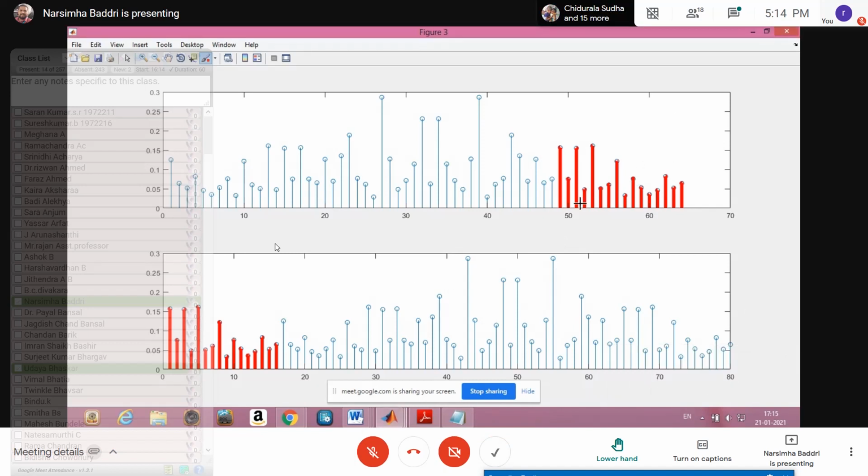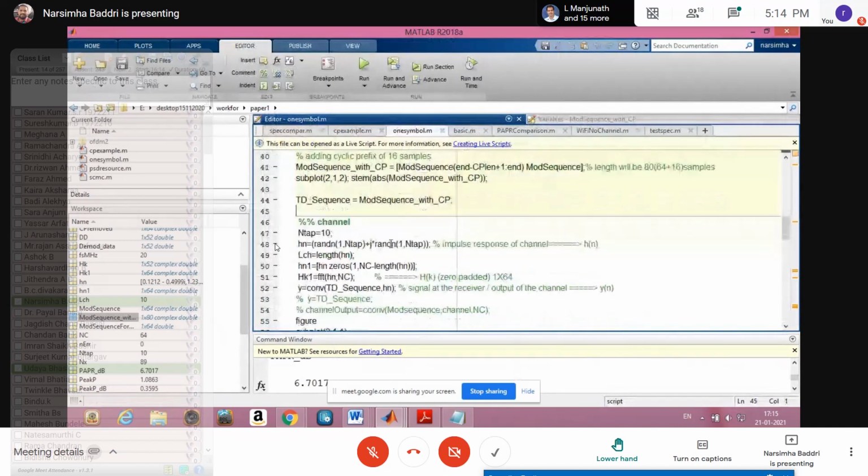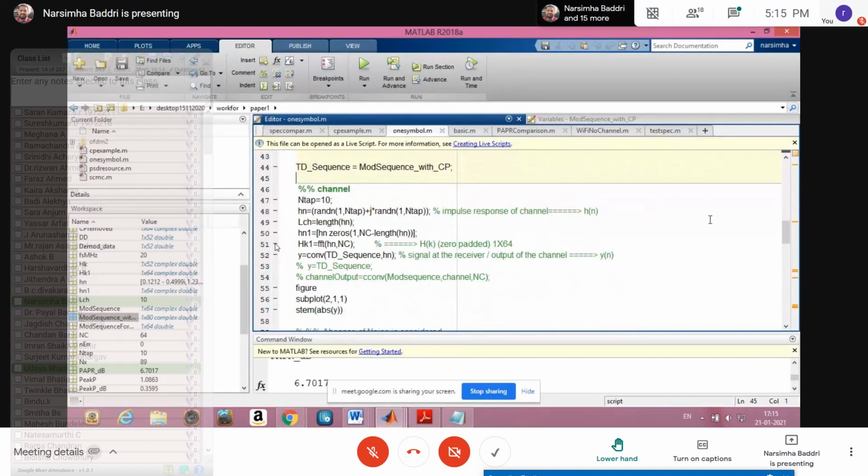See this one. The last 16 samples are appended to the beginning of this. If you observe these two data, both represented in red are the same. This is the cyclic prefix. So the last 16 samples are appended at the beginning of this data stream, and the total data will become 80 samples.